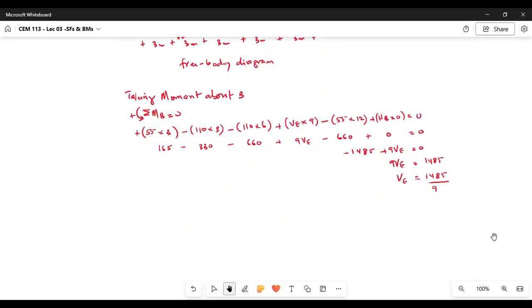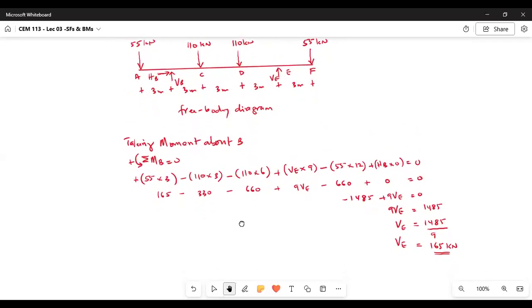So that is going to give us VE is equal to 165 kilonewton. Okay, so that's the first part. Good.